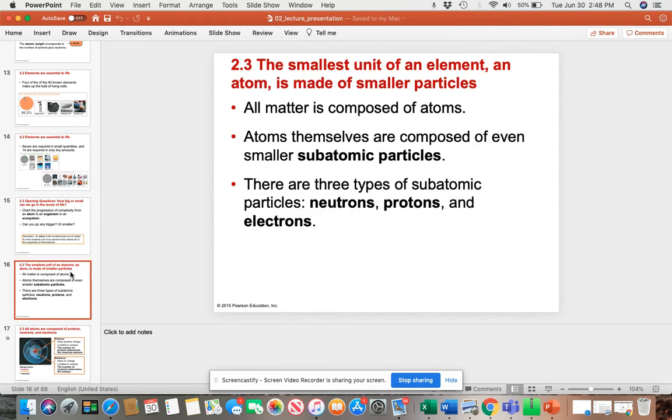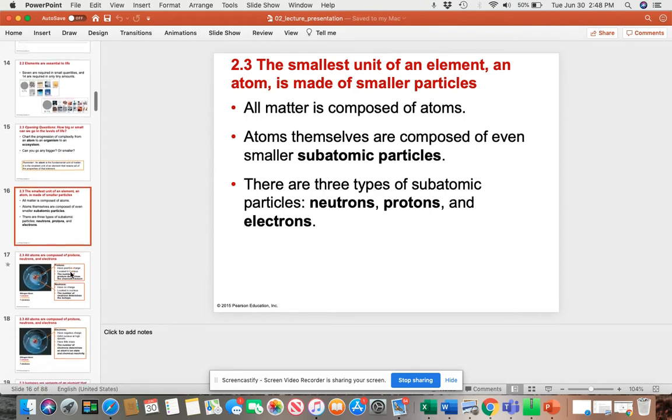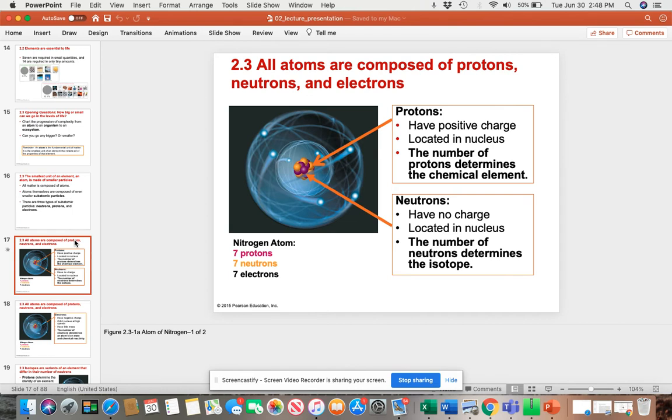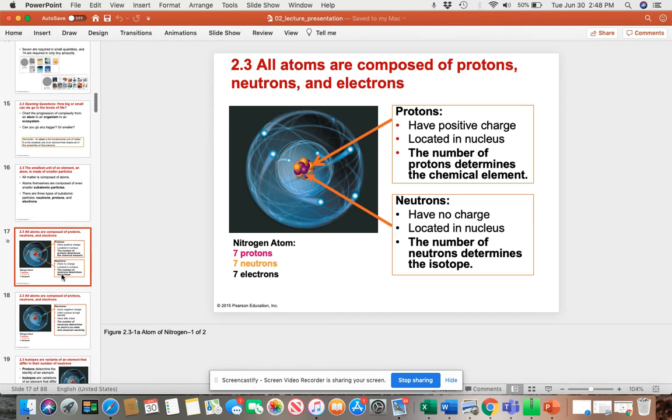But then in elements, you have subatomic particles. Neutrons, they do not have any charge in elements. Protons, they have positive charge in elements. And electrons, they are negatively charged. Now, if we take an element and we look at this, in the central region of the element, you have your positively charged protons and neutrally charged neutrons. And then orbiting the elements, you have the negatively charged electrons.